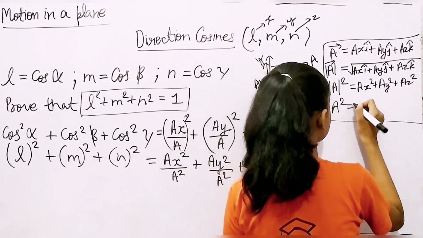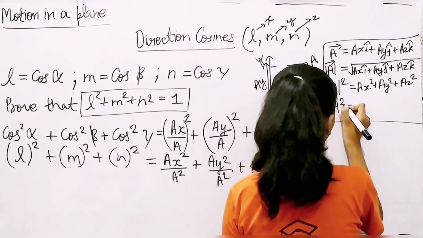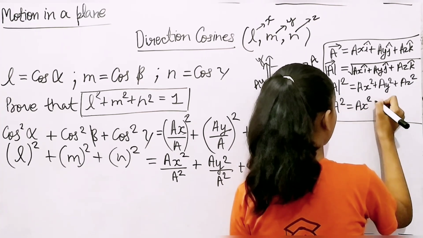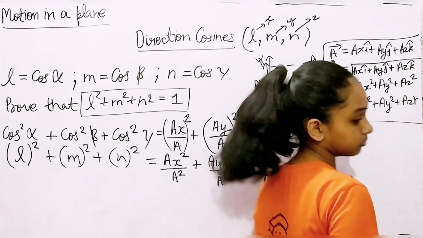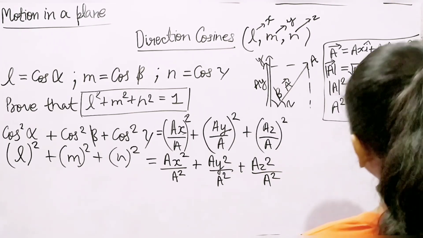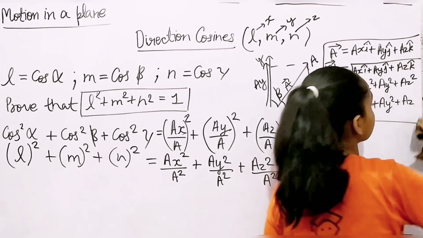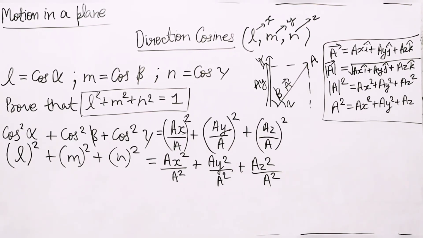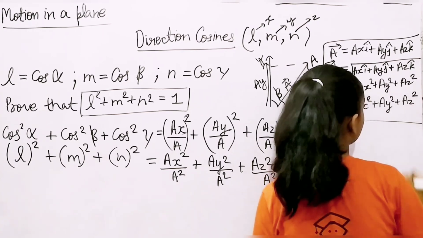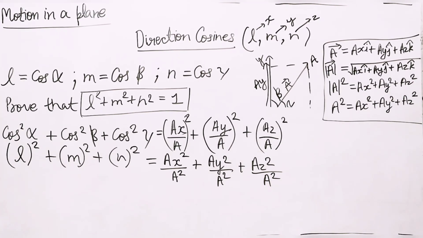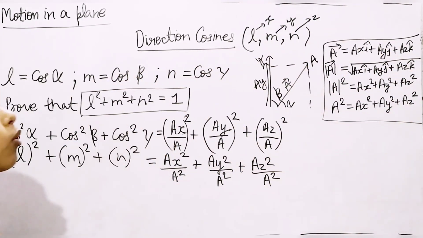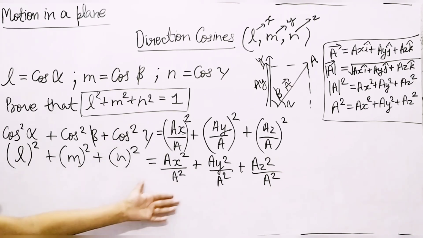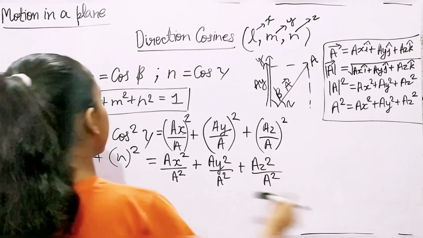So a squared will be what? A squared will be ax squared plus ay squared plus az squared. Got it? Oh, I was about to write k cap, but I'm unfortunately not going to write it. So az squared. Got it? See it again, please. Is it clear to you? Okay, I hope so. Now let's just continue. We have some important values so that we can solve the question easily. Okay, so let's move on.